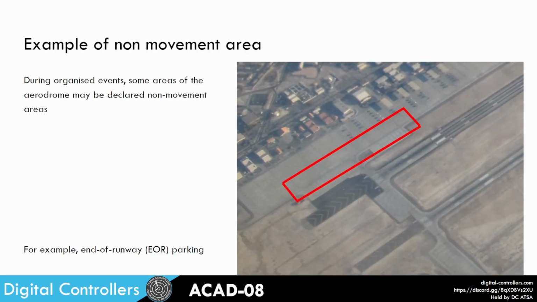Another example of a non-movement area could be end of runway or EOR parking slots, where aircraft perform their final departure checks. And this is quite often done during larger events. So in this case we have the EOR parking at Nellis Air Force Base, which we have designated as a non-movement area to aid in the control at Red Flags.